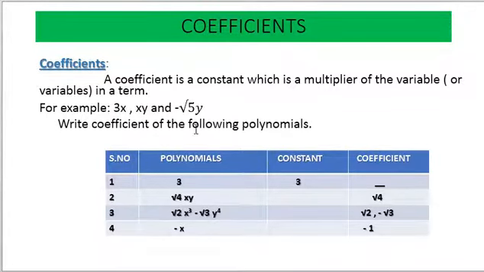Write the coefficient of the following polynomials. So students, here are 4 options, and the options are 3, 4 under root xy, 2 under root x cube, minus 3 under root y4 minus x. So in the first option, 3 is a constant. Here there is no variable. 4 under root xy, so 4 under root is the coefficient. 2 under root and minus 3 under root is our coefficient.